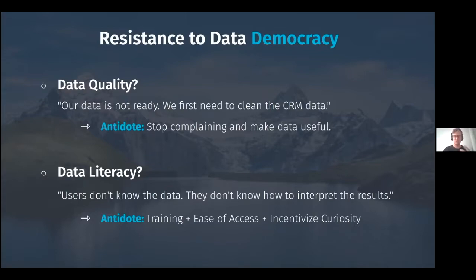So you need to train, need to help people find what are the right questions to ask, how should they improve results, what are averages, things like that. But ease of access, incentivizing curiosity is very important to become more data literate inside the company. Okay, so these are the resistances that are usually there on the organizational side.